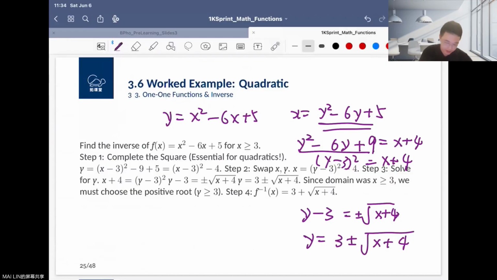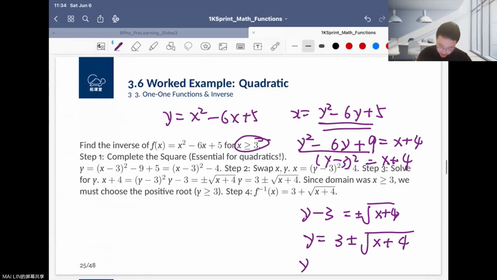And here you can find, because we said x is greater than or equal to 3 already, y now here is greater than or equal to 3, because we said that their range and domain are swapped. So here y is greater than or equal to 3, okay? That is it. So that is how we can calculate the exact values for the quadratics right here, okay?